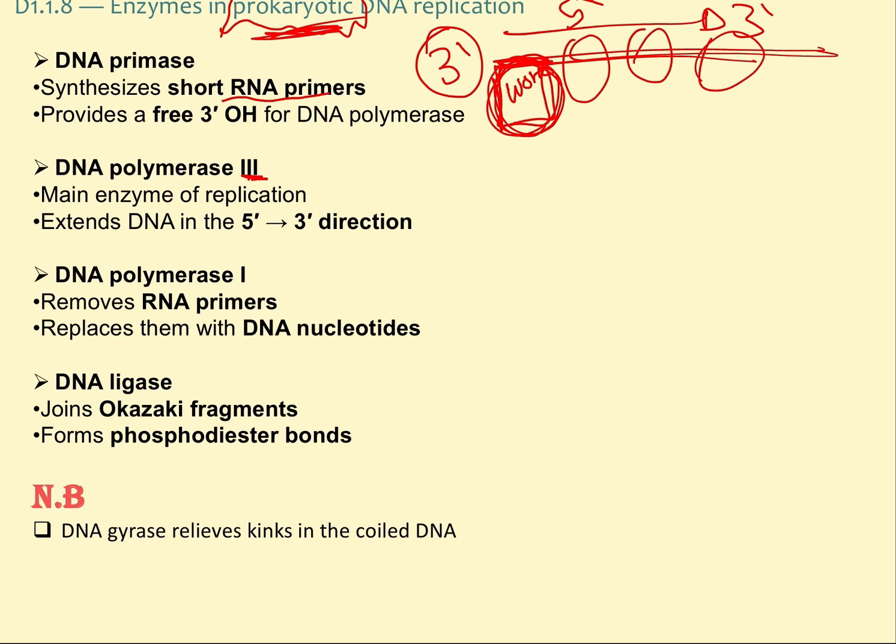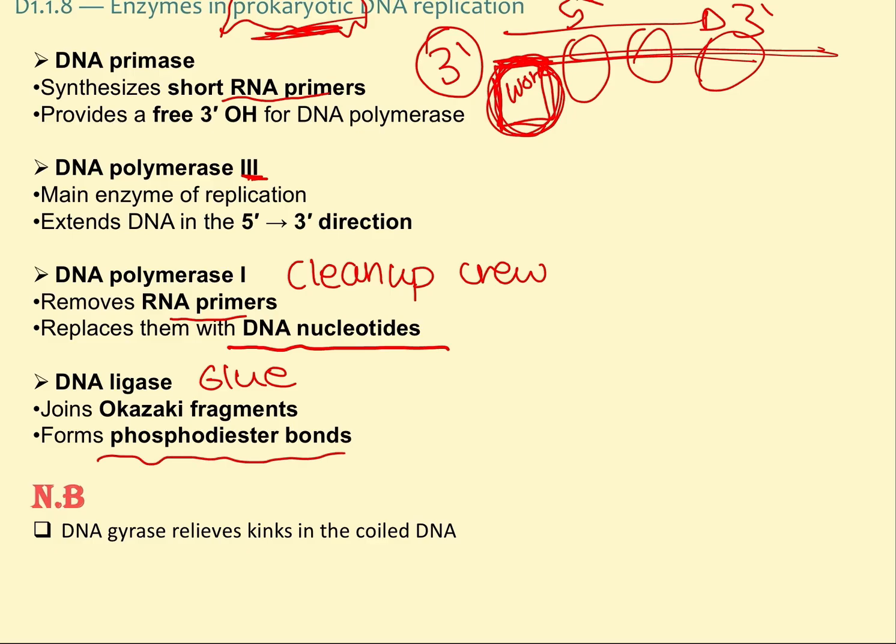Alright, and polymerase 1 is the clean up. Let's write it. It's really the clean up crew. It removes the RNA primers, those labels and signs, and replaces them with DNA nucleotides. And then DNA ligase, our glue. Alright? It joins the Okazaki fragments together by forming phosphodiester bonds.